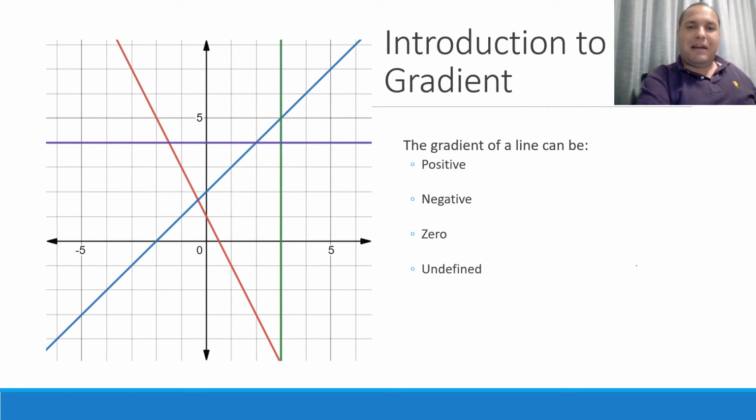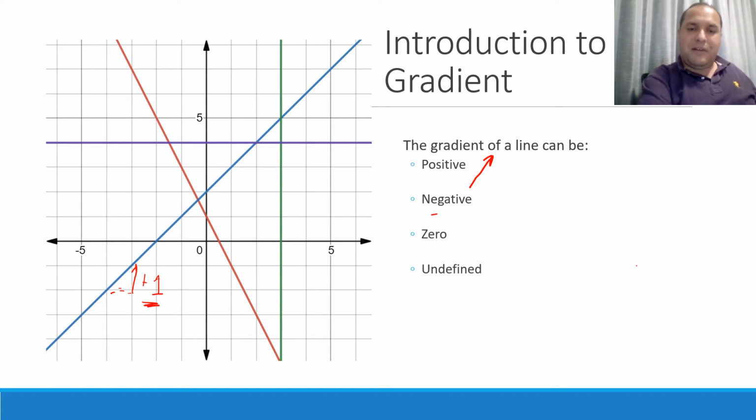Now a positive gradient means our line is going upwards. And that was like what we saw in the previous example. When we went 1 square across, we went 1 square upwards. So we went up 1 square. So that blue line is our positive gradient. It's got a gradient of positive 1.